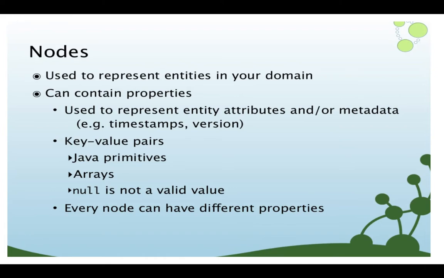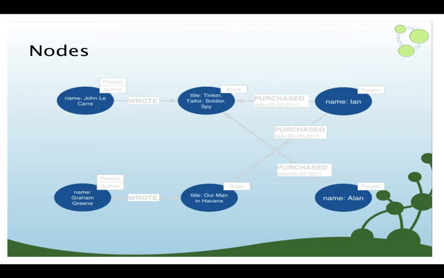So let's see the nodes. Nodes are used to represent entities in your domain and can contain properties used to represent entity attributes or metadata, you can say. It can be a timestamp, it can be name, date of birth, any metadata of that particular node. It's a key value pair. Every node can have different properties. So in this graph, you can see all the blue circles are nodes.